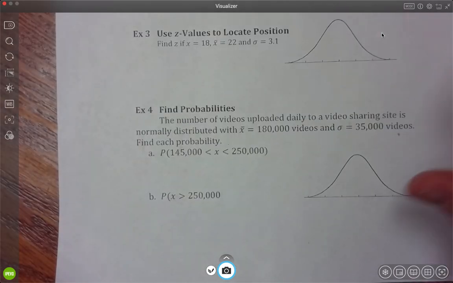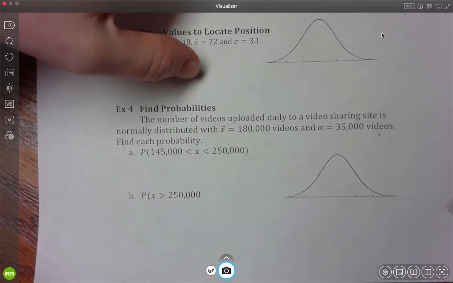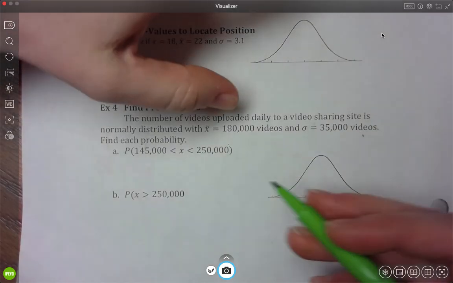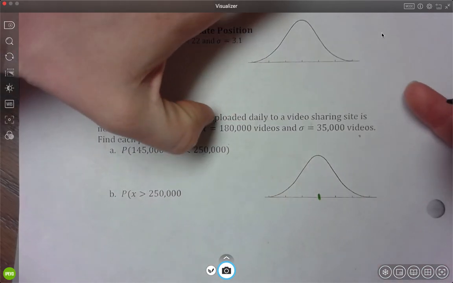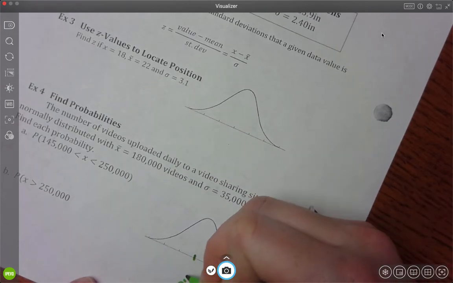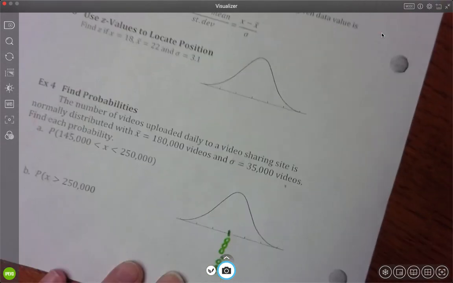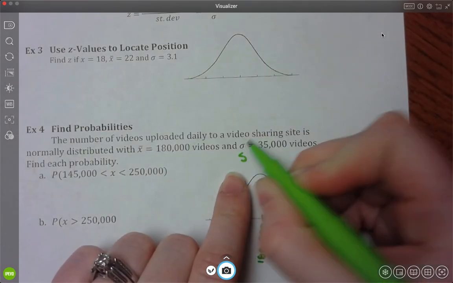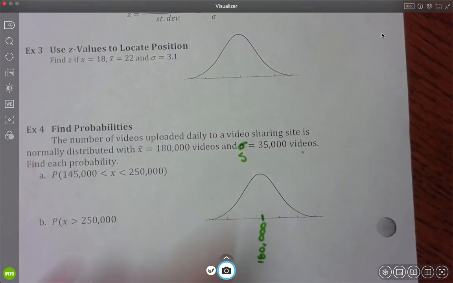Okay, so in example 4, it says the number of videos uploaded daily to a video sharing site, so maybe it's YouTube, is normally distributed with an average of, average always goes in the middle here, they call that X bar, and that is 180,000. I'm going to write this sideways. And then standard deviation, sometimes they'll call it S, and sometimes they'll use this symbol, which kind of looks like a circle with a hat on it. It's called sigma. Both of those mean the same thing, but that's 3,500 videos.